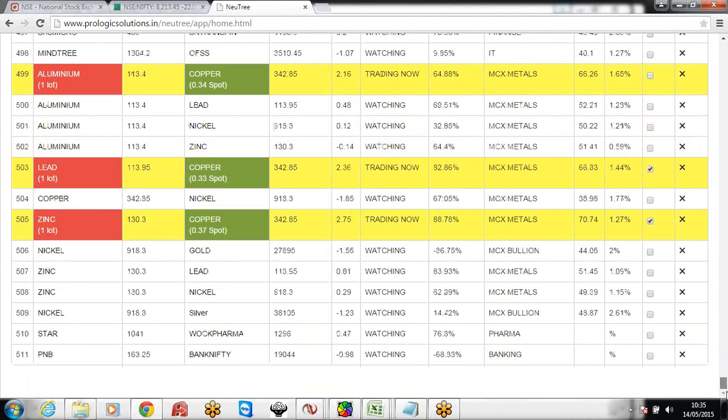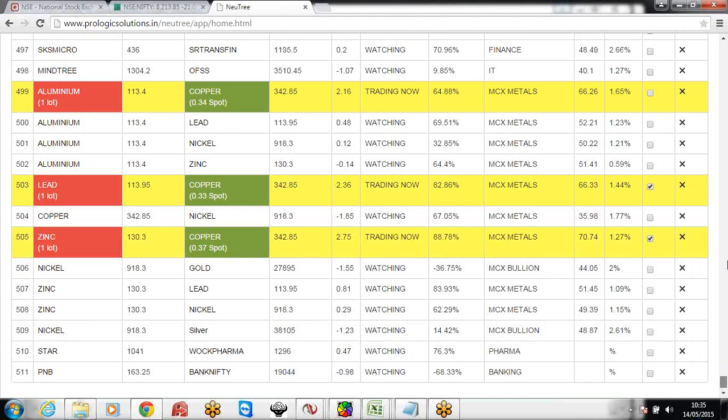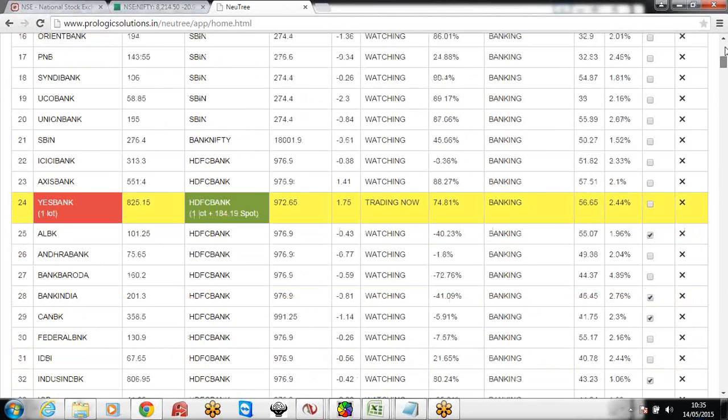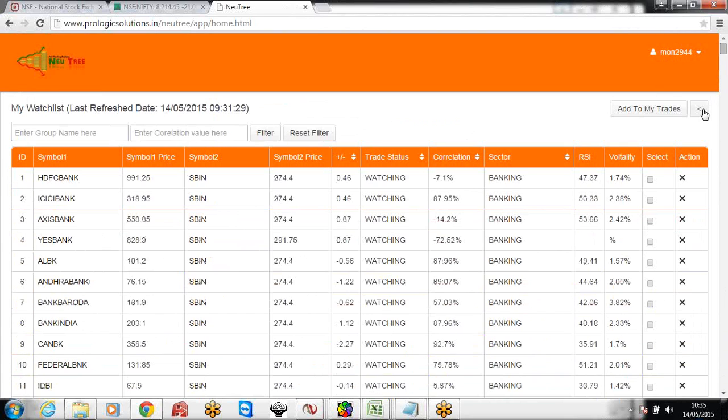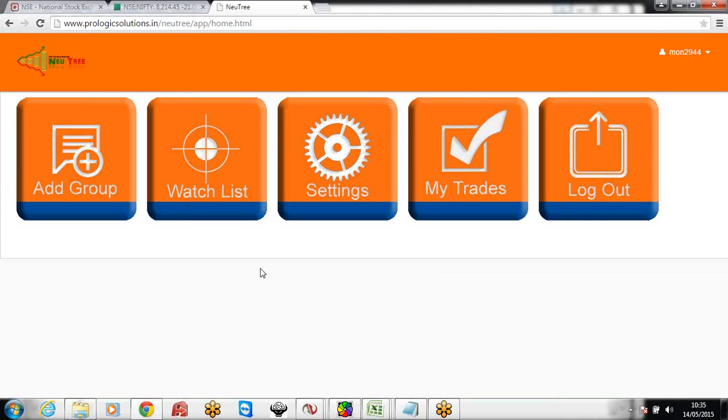So it's roughly around 511 pairs. On an average, you'll get around 2 calls in a day. That is for a year. So in case you have sufficient funds, you will be able to trade in that.